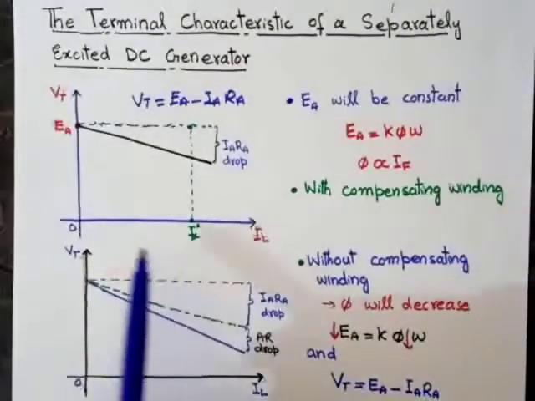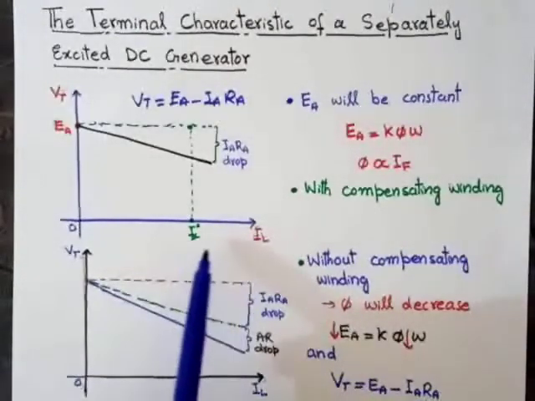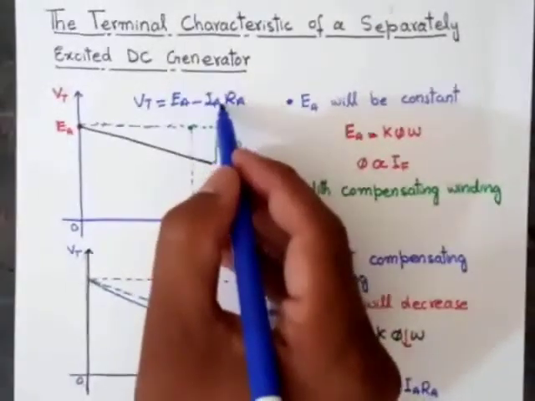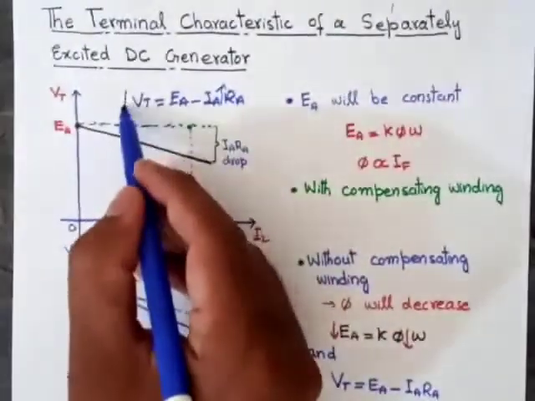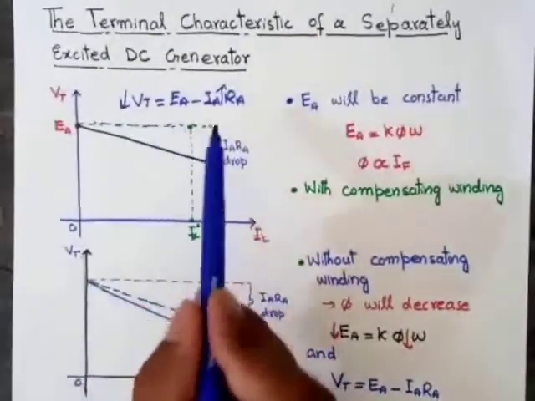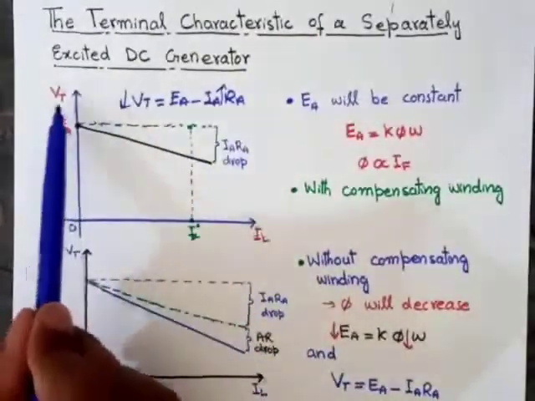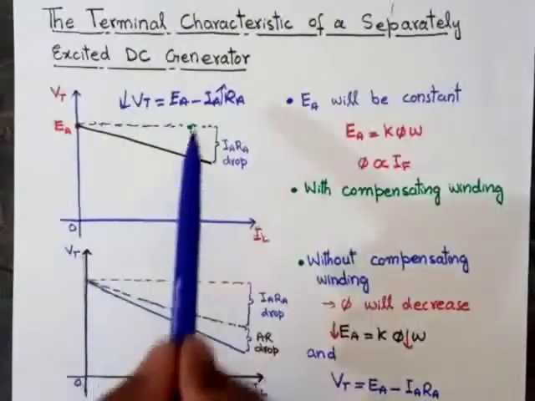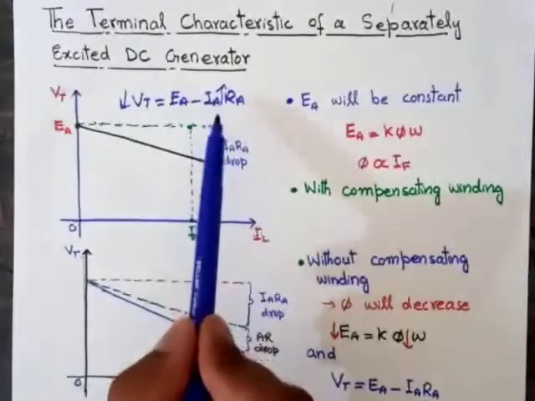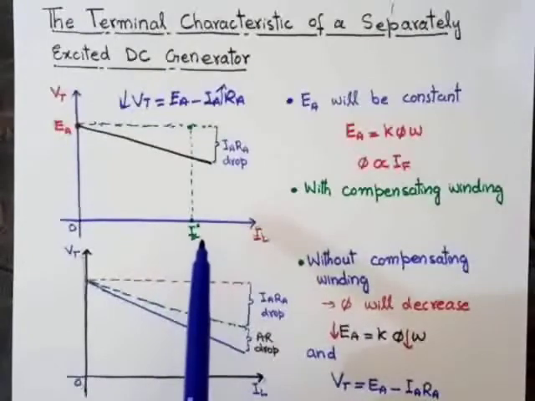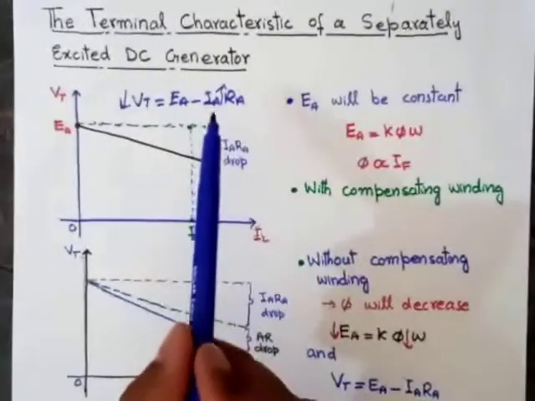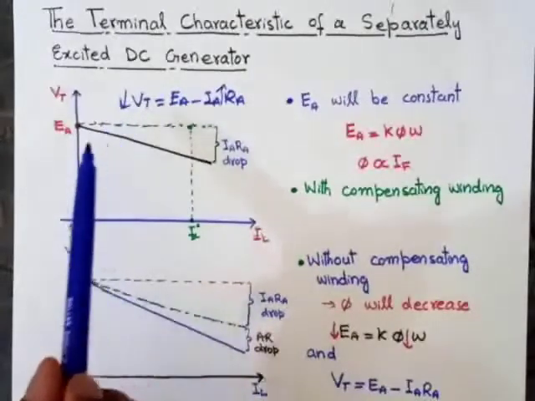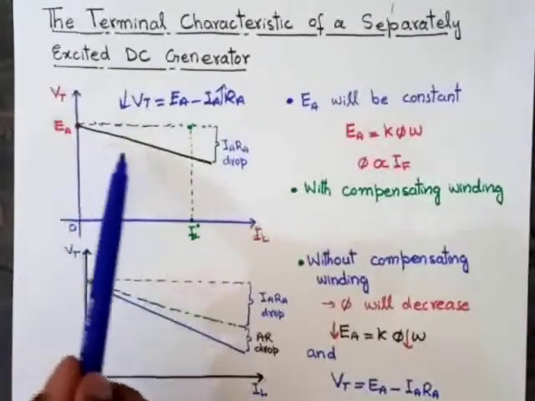When we increase the load, the line current or armature current will increase. When the armature current increases, the terminal voltage will decrease. It means the relationship between terminal voltage and line current is inversely proportional. When we connect the load, the current will increase, the terminal voltage will decrease, and the curve will be like this.